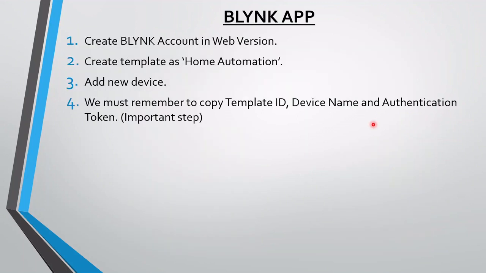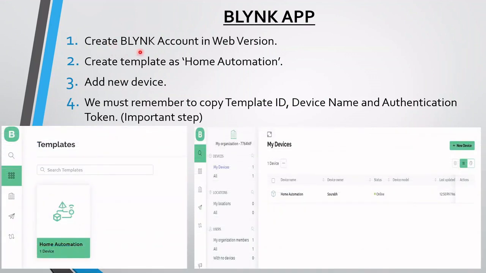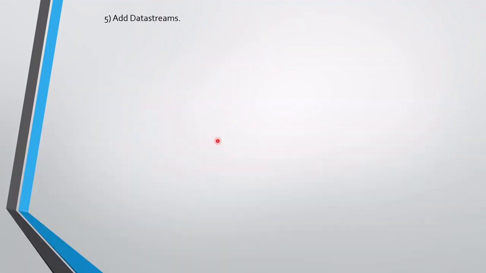Our next topic is the Blynk app. So what are the steps for using the Blynk app? First, we created a Blynk account in the web version. Then we created the template as home automation, as shown in the picture here. Then we added a new device. Then we copied the template ID, device name, and authentication token, without which the home automation project, which we are doing now, won't work at all.